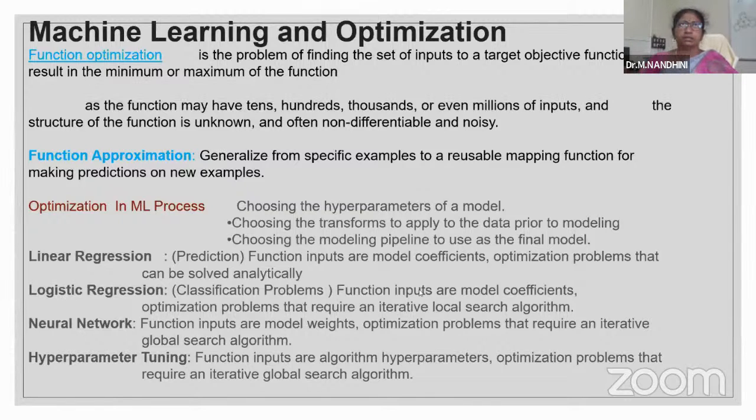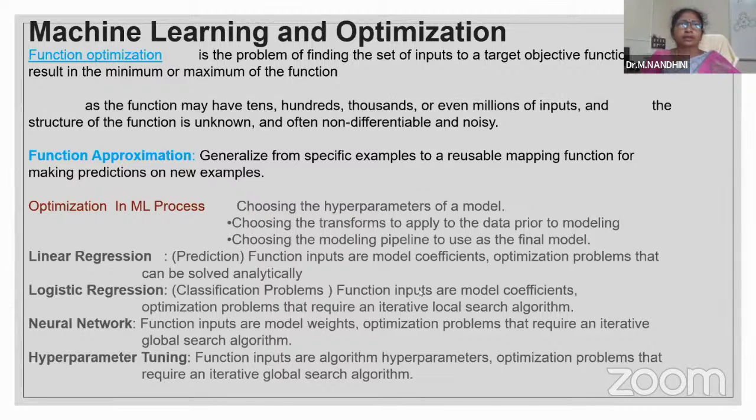Since we are doing this optimization in terms of a function, it is called function optimization. Then function approximation comes in. What is function approximation? After creating the model, which is nothing but training the model, we have to test our model. I mean, we have to work on that model.